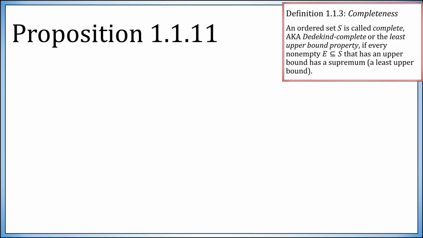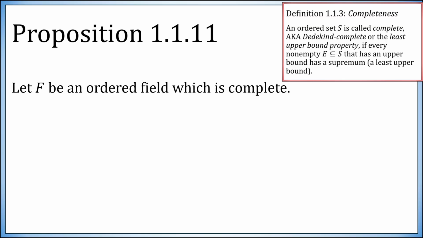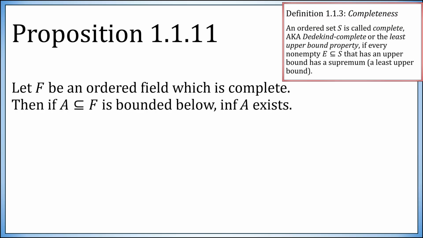So next, proposition 1.1.11. Suppose you have an ordered field which is complete. If it's bounded below, it must have an infimum. Now, as pointed out in the upper right, this definition of completeness, if a set is bounded above, it must have a supremum. What we're proving now is that the opposite must hold. If it's bounded below, it must have an infimum.